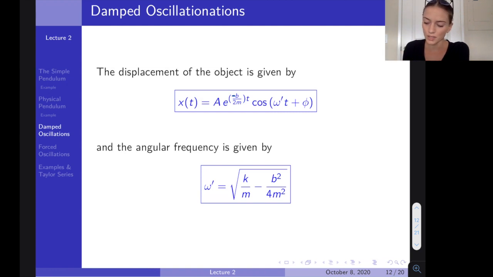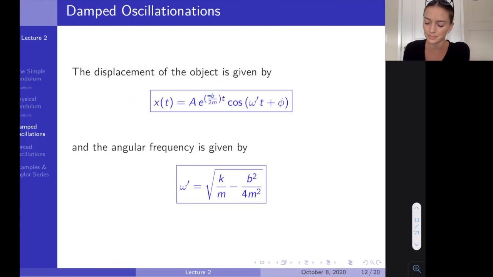Notice that this frequency is going to be less than if it was undamped, right? Because normally we just have square root of k over m. But now we're subtracting this extra term here. So that's going to make the frequency a little bit less than if it was undamped.